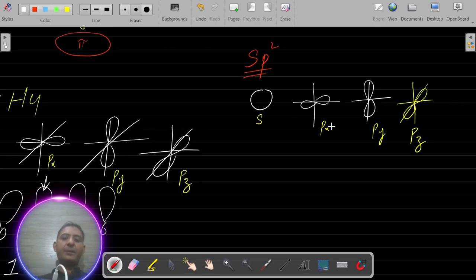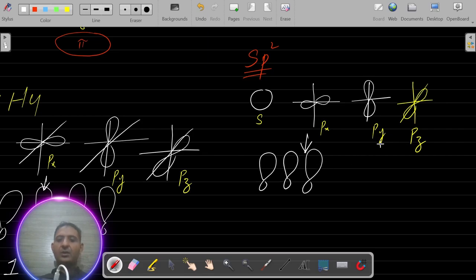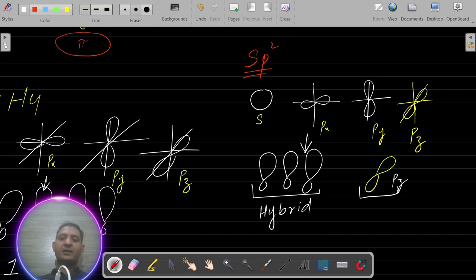So now how many new hybrid orbitals will we get? 1, 2, 3. If three are intermixing together, we will get three new hybrid orbitals. So what about this pz? It will remain unhybrid. I'm drawing this as an unhybrid. These three are hybrid orbitals with the same energy, and this one is pz, which is not taking part in this intermixing and is in unhybrid form.